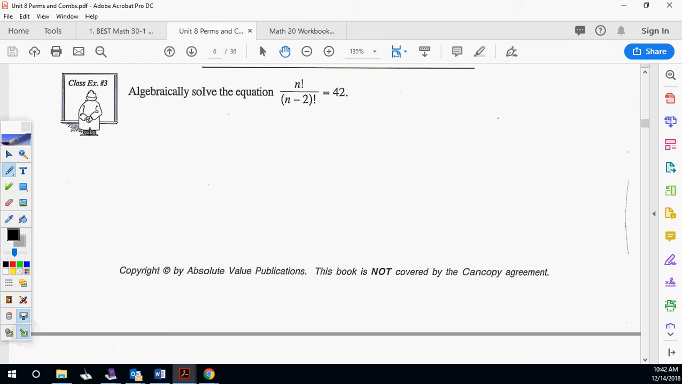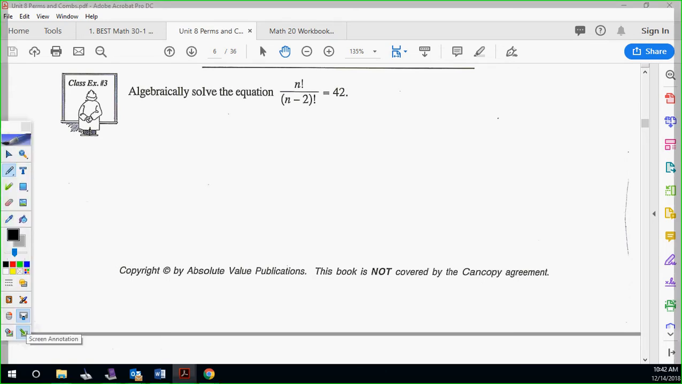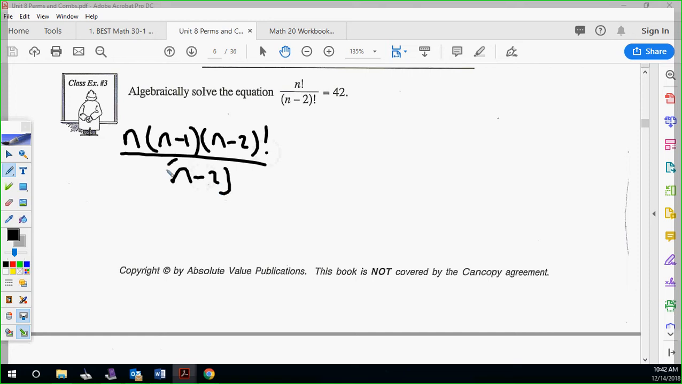Okay, algebraically solve this equation. So what they mean by this is you want to simplify. So I know that n, again, we'll start this pattern again. It goes n minus 1, n minus 2, and that's going to keep going. That's my factorial there. So that cancels. Now we're going to solve. So how many factorials? We've stopped the pattern.